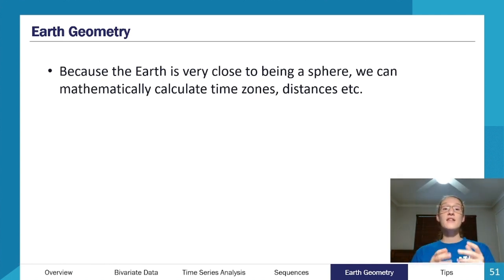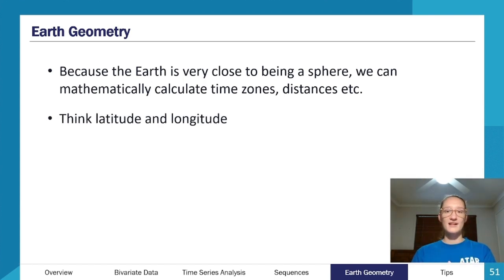Because the Earth is close to a sphere, hopefully that shouldn't be too much of a surprise for us, we can mathematically calculate the time zones, and we can calculate distances between two different points on the Earth, using what we know mathematically about the Earth being a sphere. So when we're talking about Earth geometry, we're thinking latitude and longitude.